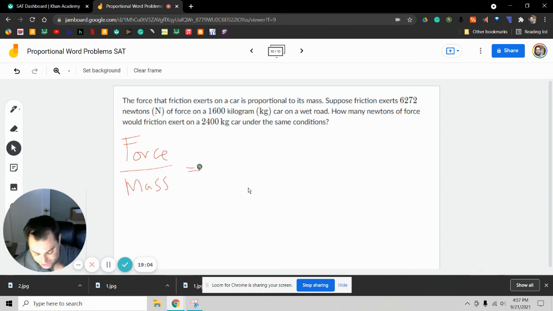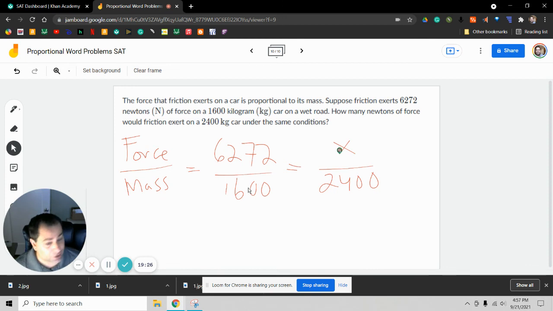And initially they said that 6,272 newtons of force are exerted on a 1,600 kilogram car. They go on to say that the car weighs 2,400, so the mass would be the proportional part. We are working with more big numbers, so perhaps, I'm not sure if this is a calculator question. We can check to see if it is.